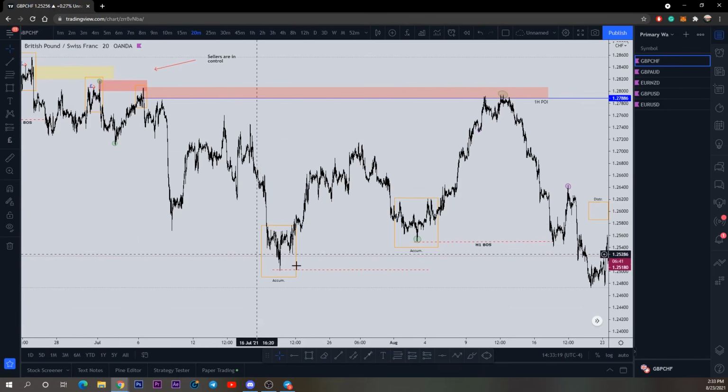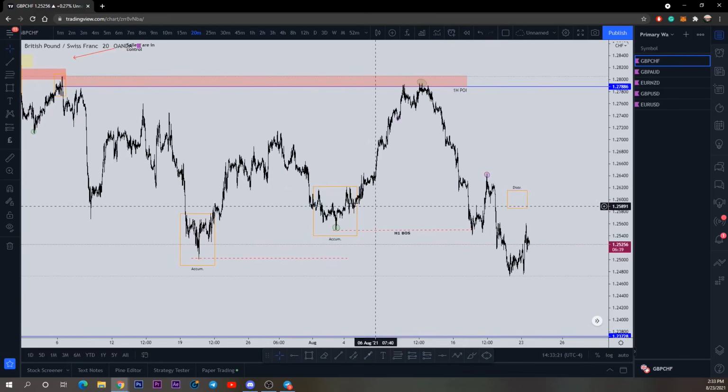Notice we accumulate down here. Now we have a reaction inside of our accumulation. So this area is an area of demand.